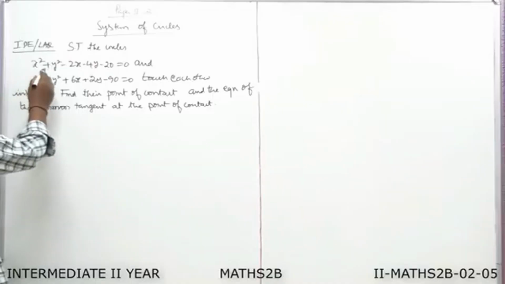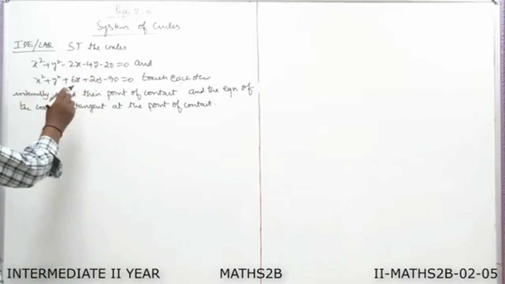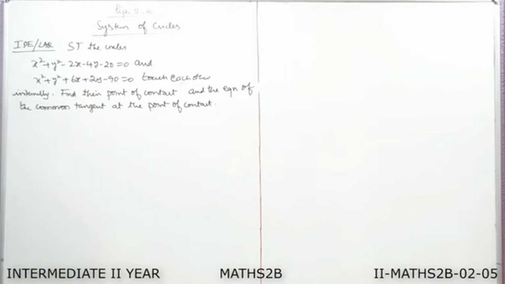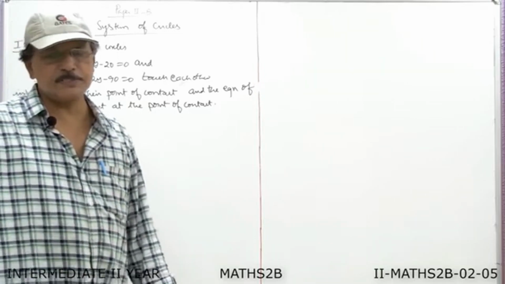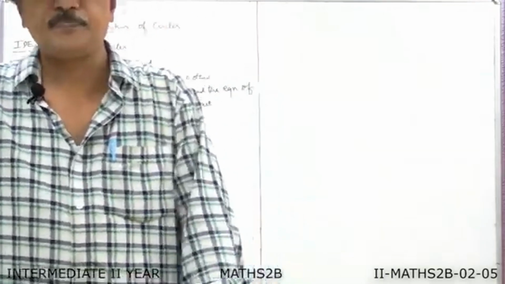The circles x square plus y square minus 2x minus 4y minus 20 equal to 0, and x square plus y square plus 6x plus 2y minus 90 equal to 0 touch each other internally. Find their point of contact and the equation of the common tangent at the point of contact. So, in the first part we show they touch each other internally.